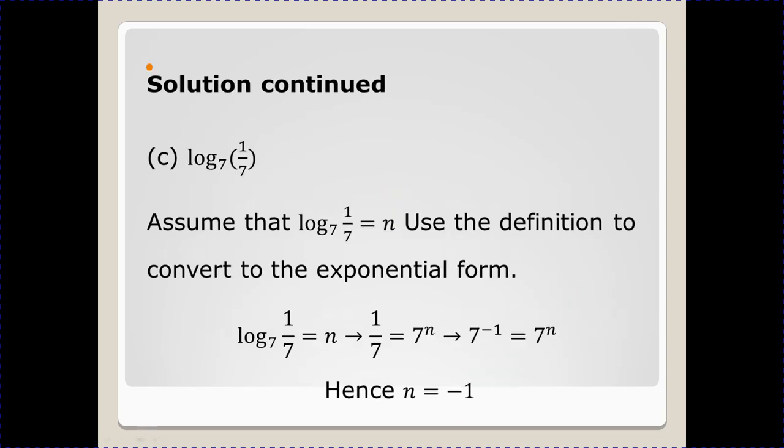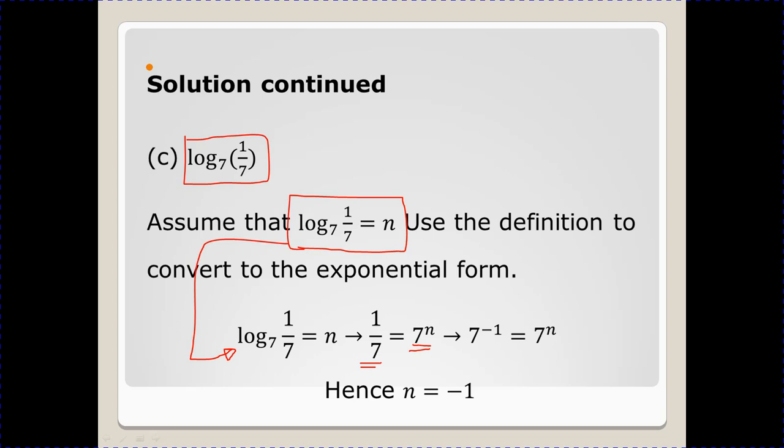Okay, let's go to the third question: log 1 over 7 at the base of 7. Again, we are going to assume that log 1 over 7 at the base of 7 equals n. Then we will convert to exponential form. If log 1 over 7 at the base of 7 equals n, then 1 over 7 equals 7 to the power n.